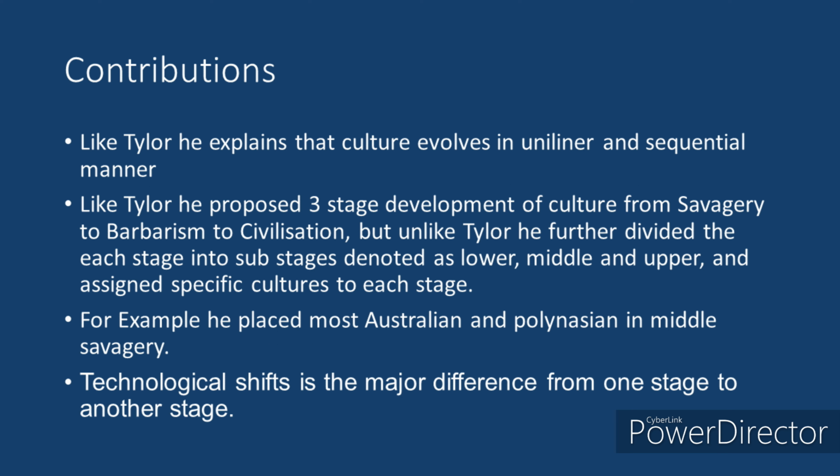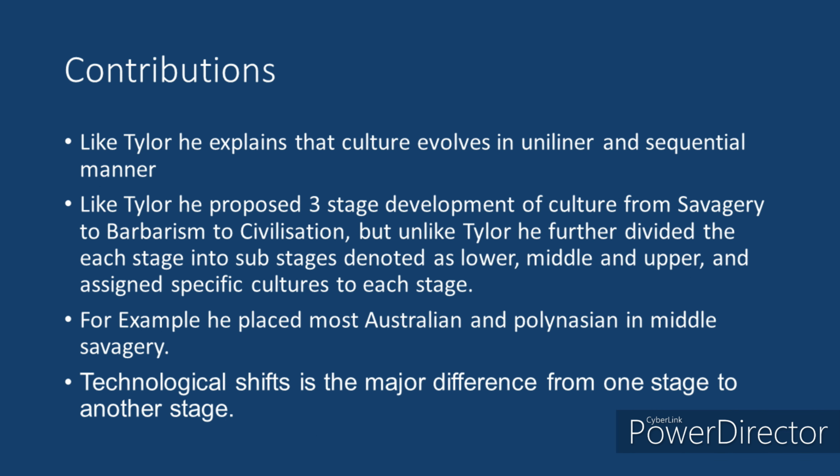Coming to the contributions of L.H. Morgan, same as Taylor, he explains that culture evolves in a unilinear and sequential manner. We have thoroughly explained what unilinear and sequential evolution are in my first class, Introduction to Classical Evolution. That's why I recommend that if you haven't watched it, go and watch that first video. You will get a clear picture of what is meant by unilinear and sequential manner.